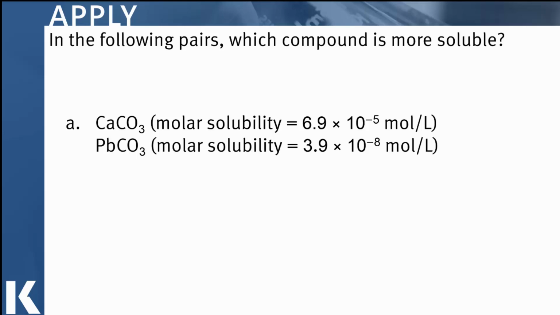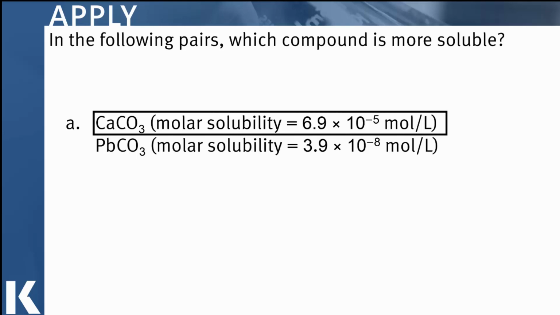And yet, look at the difference between them. We have 3 orders of magnitude from 10 to the minus 5th down to 10 to the minus 8th. So a 1,000-fold difference in solubility. Even at this very insoluble level, with these very insoluble carbonates, molar solubility still lets us make a comparison. And as we saw a moment ago, the greater the molar solubility, the more soluble a compound is. Therefore, the calcium carbonate of this pair is the more soluble.